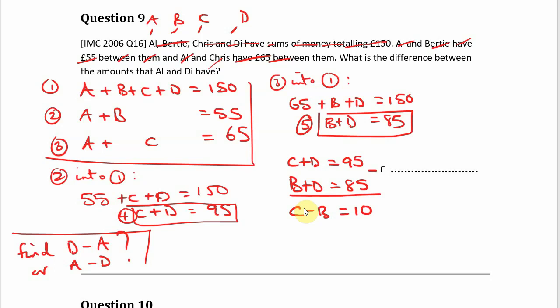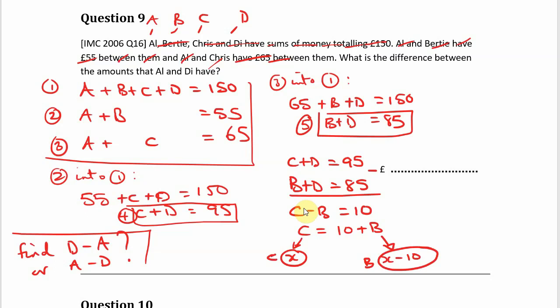Now, we've got to go back and do our whole thing of labeling everything to be with X. So I know that, what's this guy called? Chris has the amount of money that Bertie does plus £10. So if Chris has X amount of pounds, Bertie must have £10 less because Chris has £10 more. So that's going to be X minus 10 for Bertie.